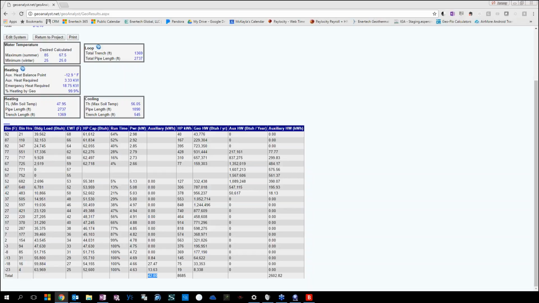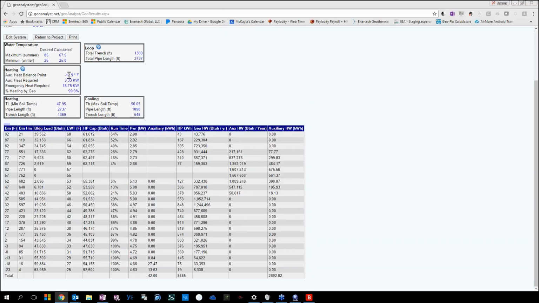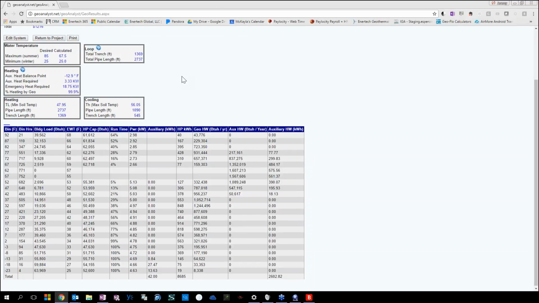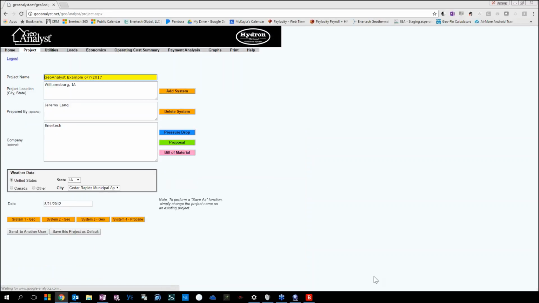And we don't need to purchase the geothermal system that covers that load 100% because the auxiliary heat really doesn't have that large of an impact as long as you get down to close to zero with a balance point. So we know that those three things are calculated. I'm going to go back to the project page.